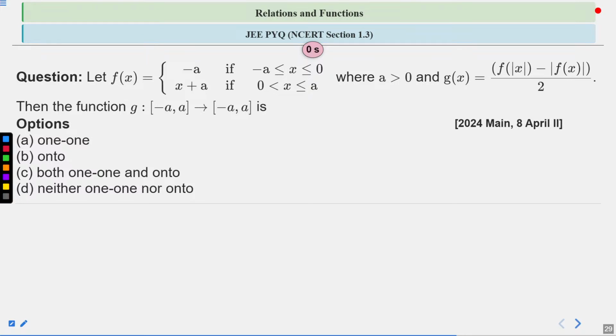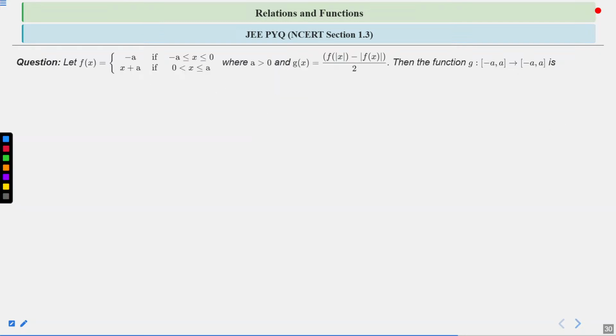Okay, let us move to the solution part. The question was, let f(x) be equal to -a if x is between -a and 0, and x + a when x is between 0 and a, where a is greater than 0, and g(x) is equal to (f(|x|) - |f(x)|)/2. Then the function g from -a to a is. So option D will be the right answer, neither one-one nor onto. Let us see.